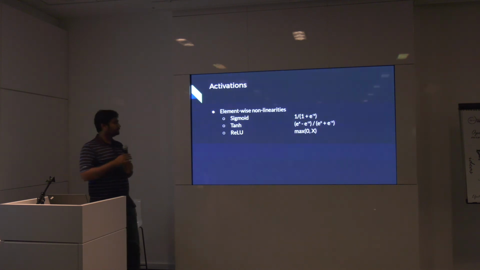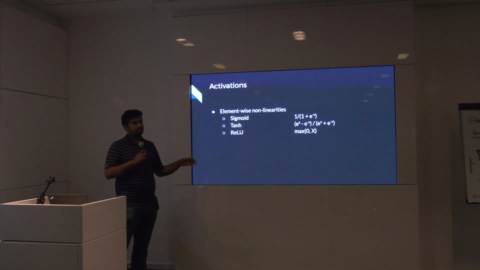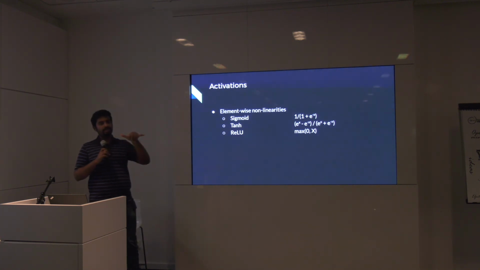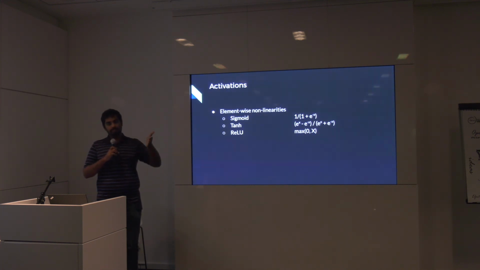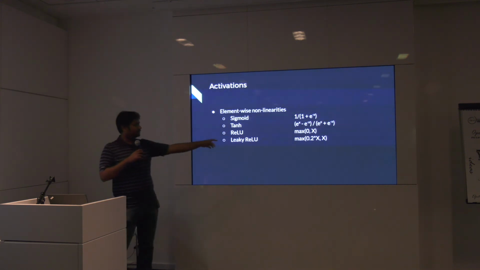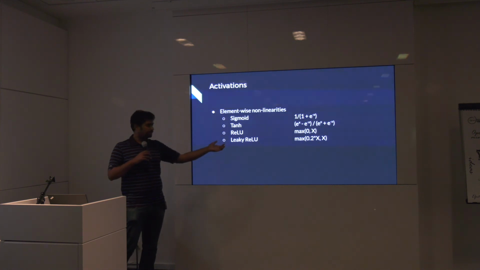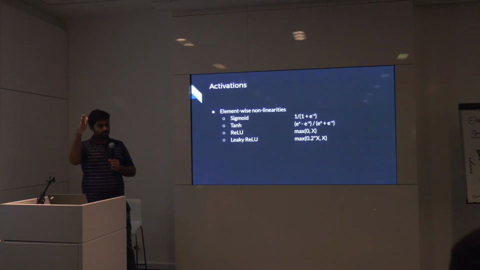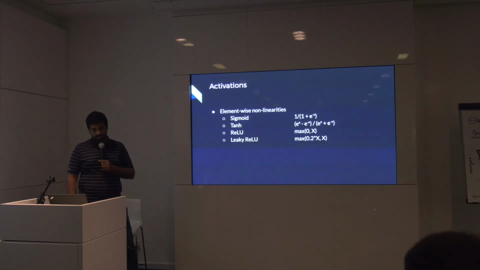A ReLU, which is a simple max of 0 or x. So this is a flat line in the negative x part, and then a straight line in the positive x part. And then you have another thing called leaky ReLU, which is a max of 0.2x, or it could be any other number less than 1. So it's a straight line in the positive x direction, and a less steep line in the negative x direction.